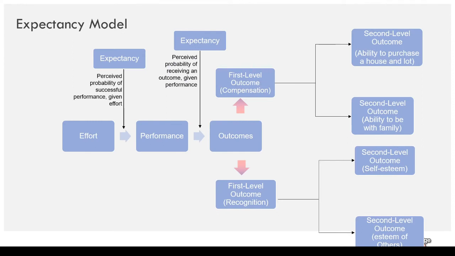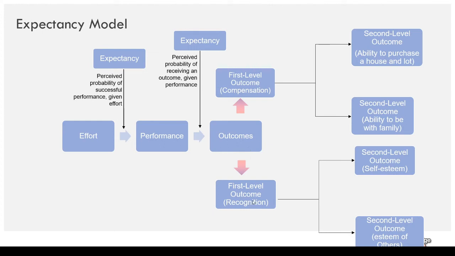When a person gives effort, in the process of doing so, there is expectancy, which is the perceived probability of successful performance given the effort. After effort comes the performance. And in the middle of the process of doing the performance, there is also an expectancy, which is the perceived probability of receiving an outcome given a performance. After performance come the outcomes. The outcomes can be classified into two: the first level outcome, compensation, and the first level outcome, recognition.